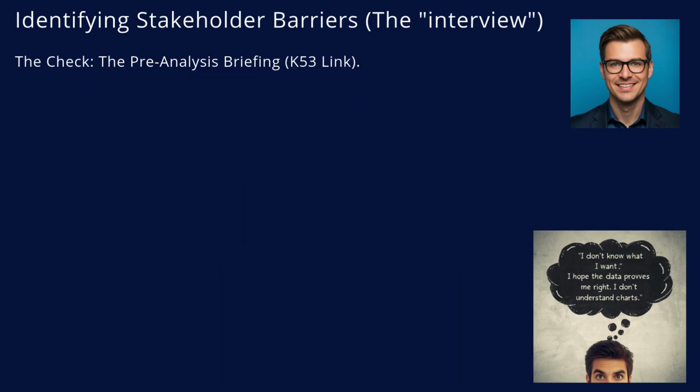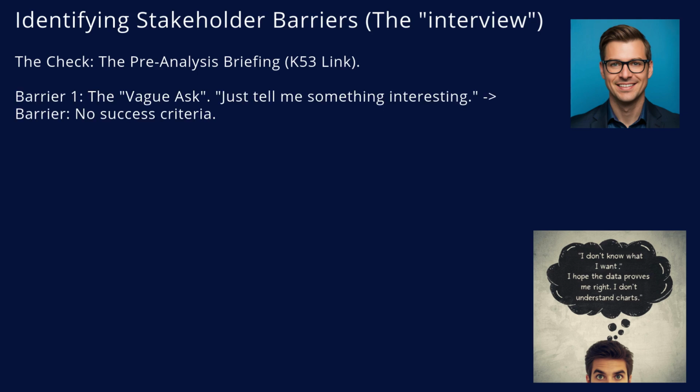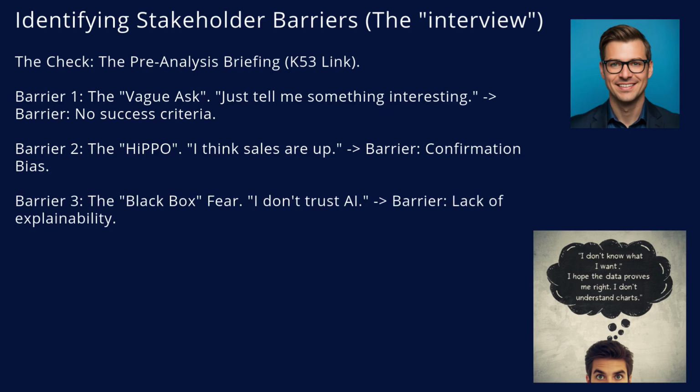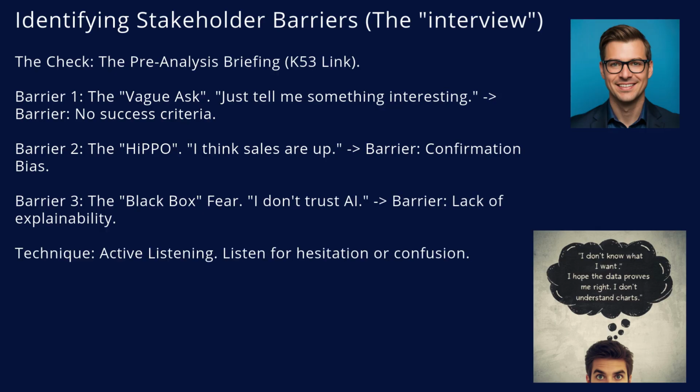Next, stakeholder barriers. You find these during the briefing phase, K53. The most common barrier is the vague ask: "Just look at the data and tell me something interesting." This is a trap. The barrier here is a lack of success criteria. You will never finish. Then there is the HiPPO barrier, the highest paid person's opinion. If they want sales to be up, they might reject data that says sales are down. That is confirmation bias. And there is the black box fear. If they don't trust the method, they won't use the output. Use active listening. If they hesitate or ask the same question twice, you have identified a barrier.